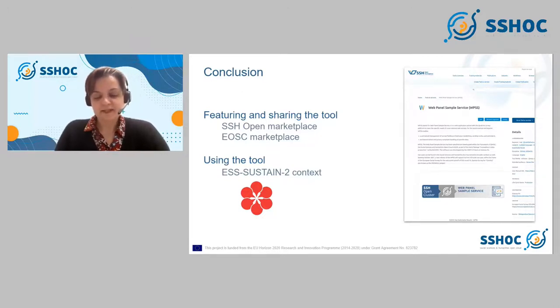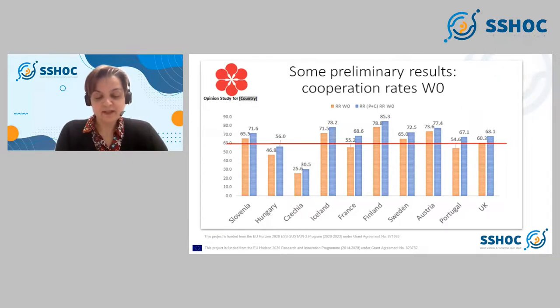Furthermore, WPSS is being used within the Kronos 2 project, a H2020 project, to manage the cross-national sample and distribute surveys for the Kronos 2 waves. Kronos 2 is going quite well, and the preliminary results that we can see here are promising. Response rates are usually quite high, for 10 and soon to be 12 participating countries.